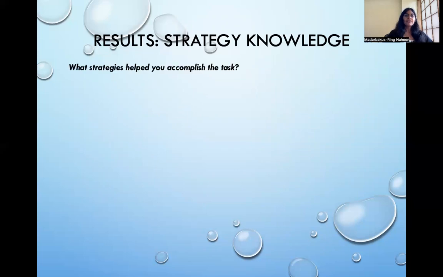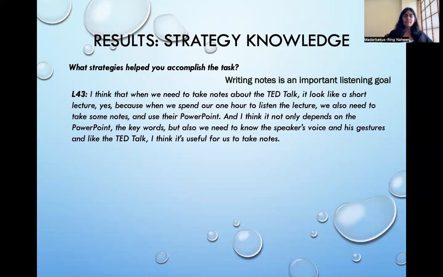In strategy knowledge, the question was, what strategies helped you to accomplish the task? So writing notes was seen as an important listening goal. So being able to write notes and pick out the key information, whether it was the speaker emphasizing those points, or the same points being used on the PowerPoint, this helped the student to understand what were the main details that they needed to know.